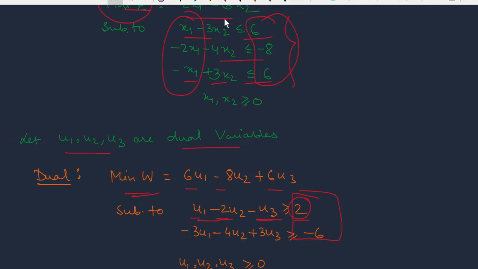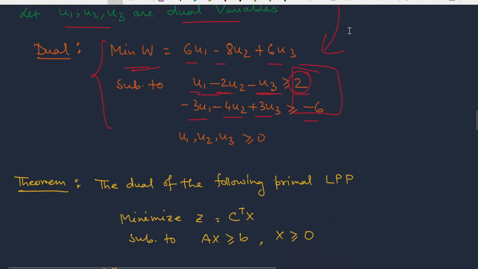Now the second constraint is minus 3u1 minus 4u2 plus 3u3, greater or equal to minus 6. These were all less equal to type in the primal, therefore in the dual the constraints are of greater or equal to type. So this is the standard minimization problem: minimum of w subject to the constraints A transpose u greater or equal to C transpose. This is the standard dual problem of the given primal problem.